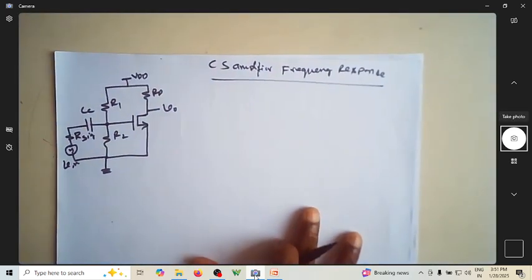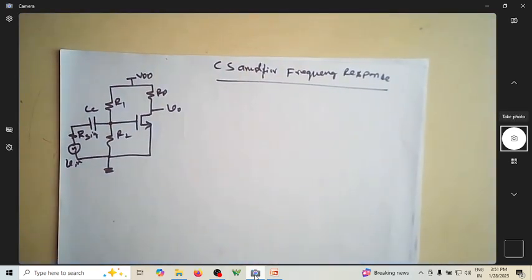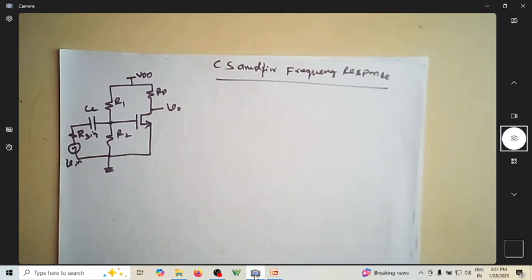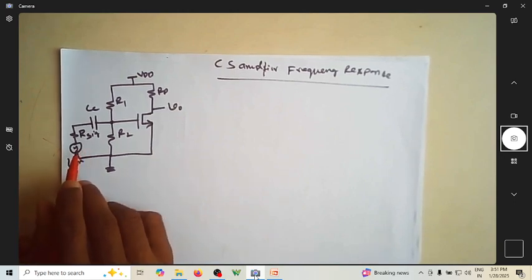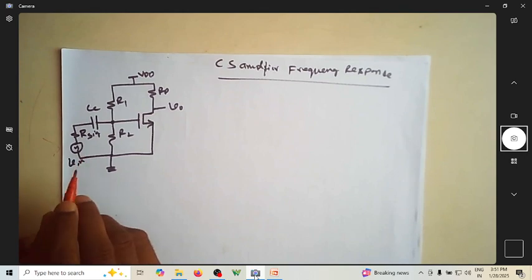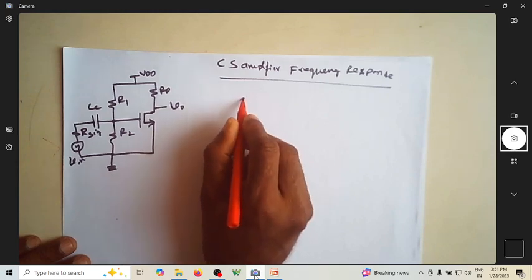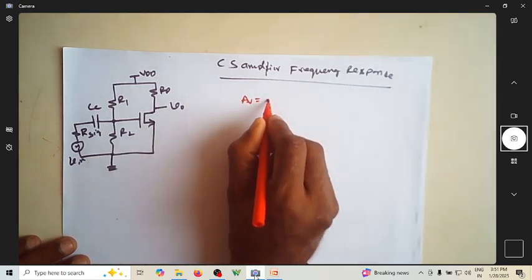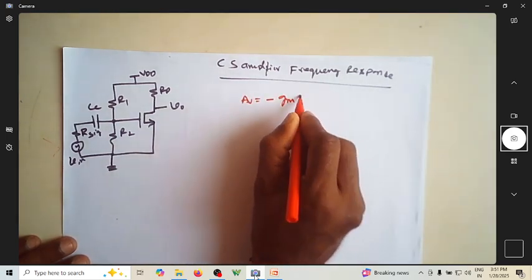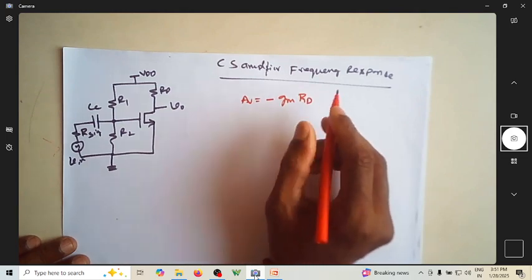So this is a circuit diagram of which the frequency response needs to be found. Because we want to find the frequency response of the amplifier. So far we already saw this circuit diagram. So we were able to get an expression for the voltage gain of this amplifier as minus gm into RD.